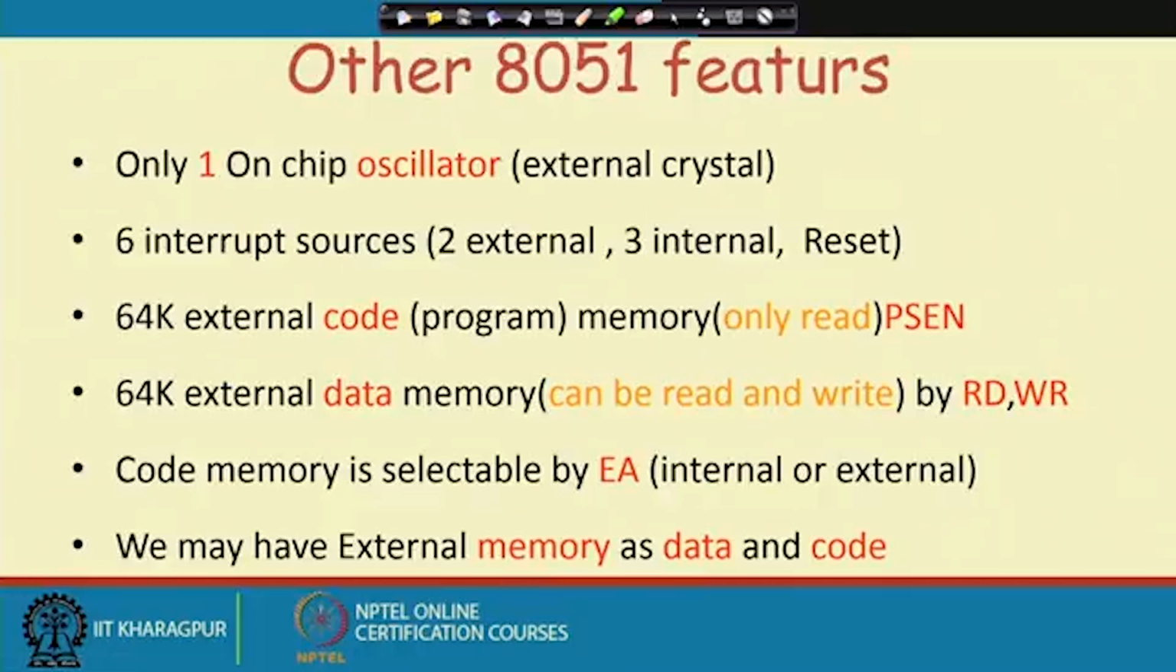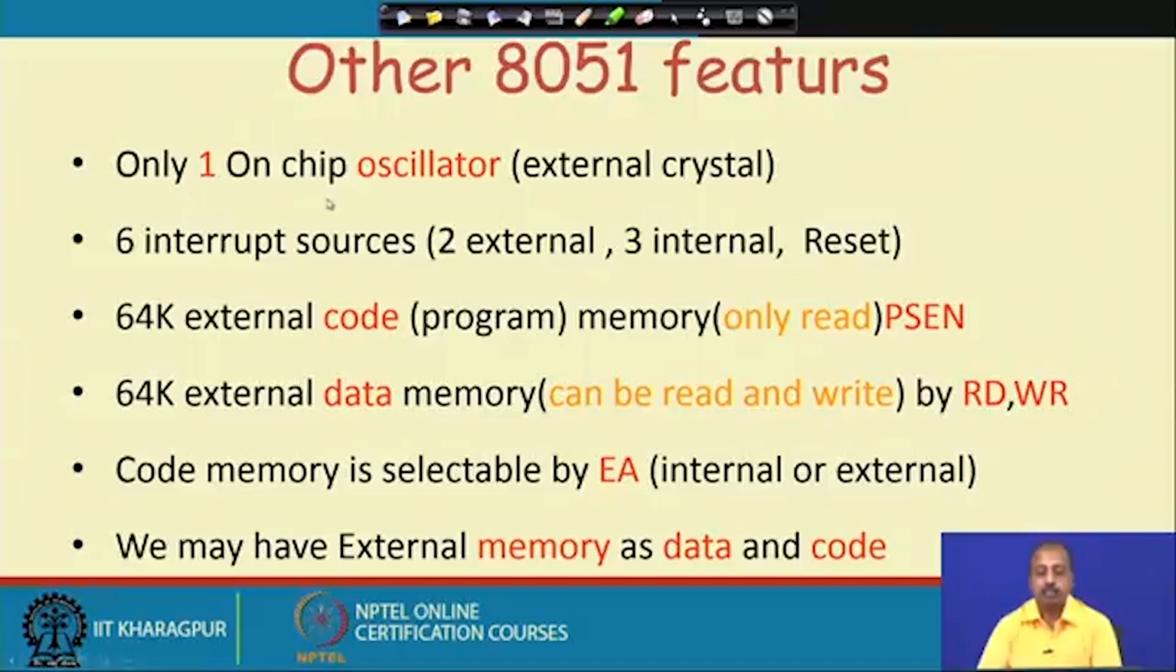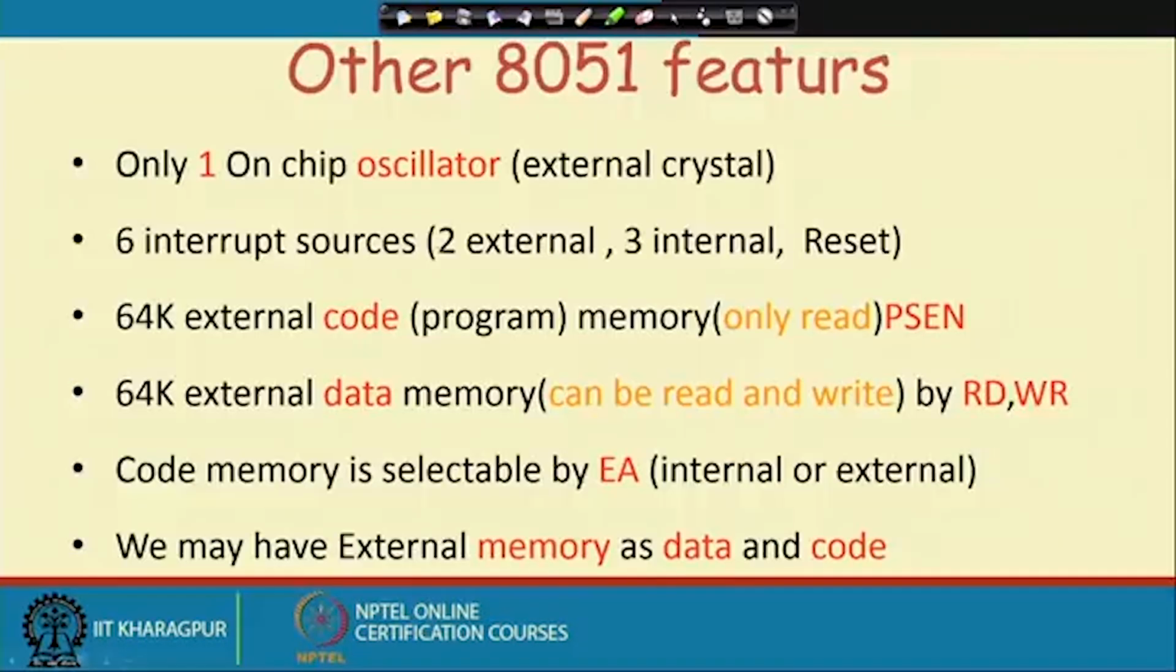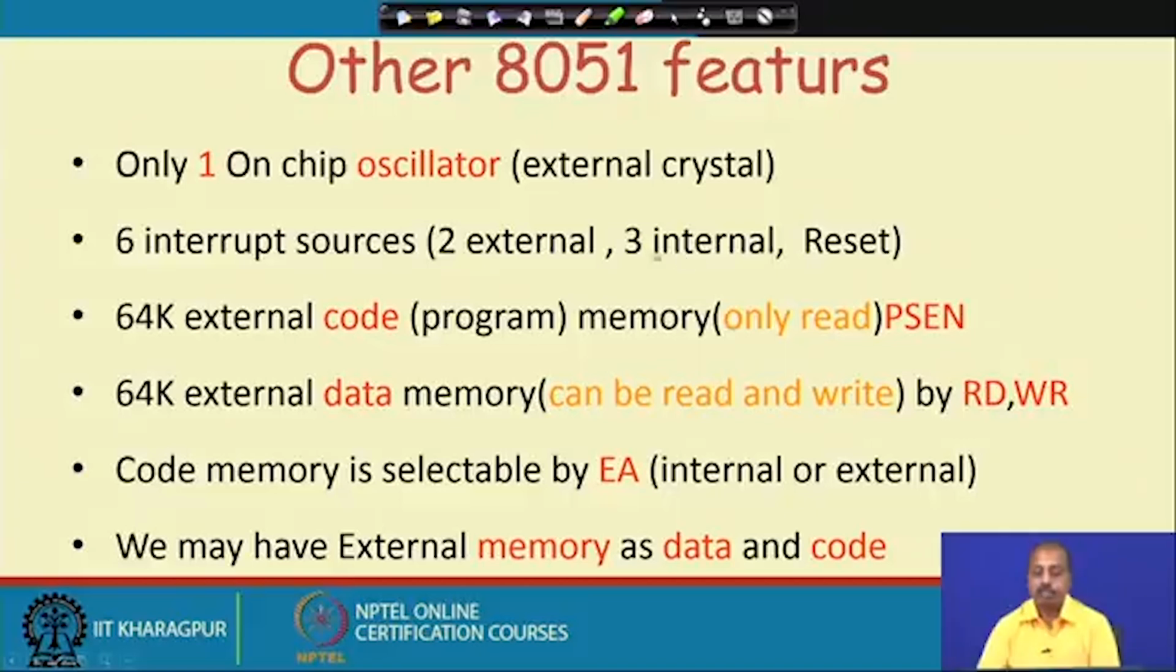Other features that we have in 8051 is only one on-chip oscillator for the clock generation. 6 interrupt sources. So, there are 2 external interrupts, and there are 4 internal sources in terms of the 2 timers, the serial input output, and the reset. So, these are the 6 interrupt sources that we have.